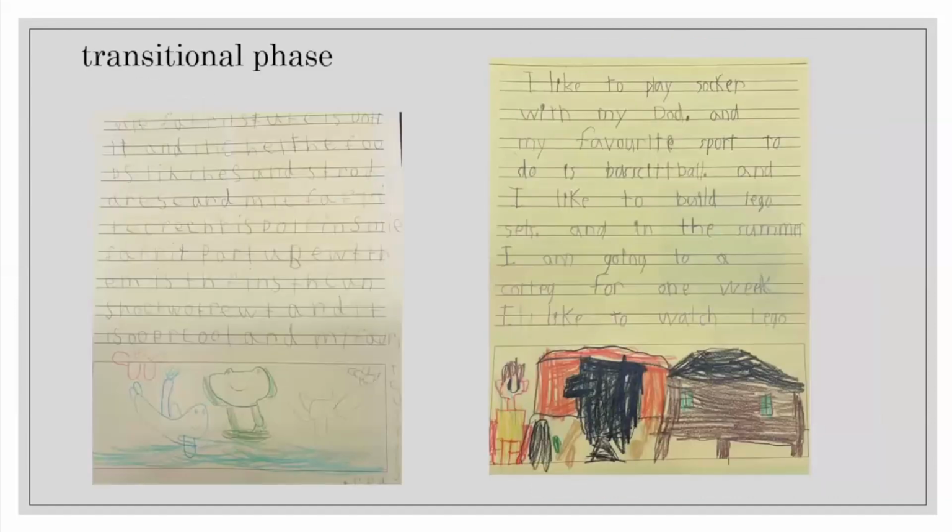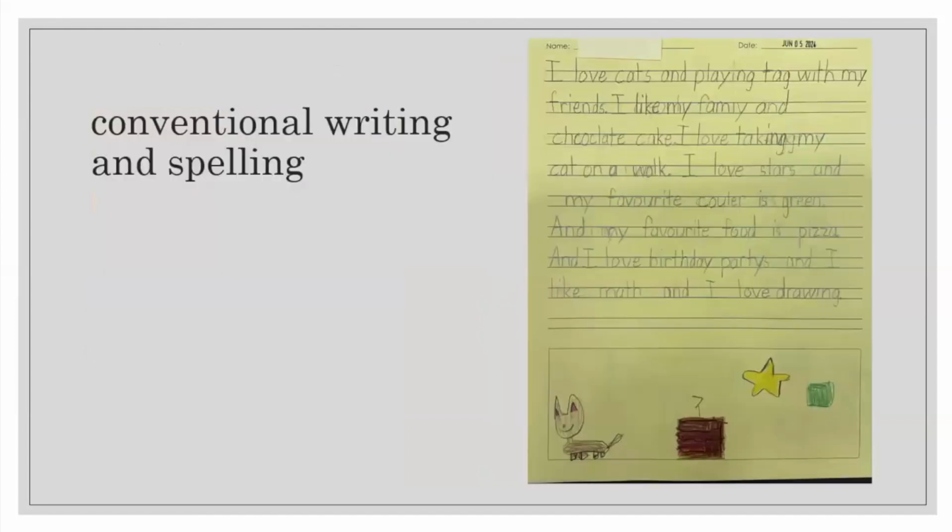In the transitional phase, you see a mixture of correctly spelled words and invented spelling. You also see some correctly spelled high-frequency irregular words such as the or is. At this point, children begin to experiment with punctuation and sentence formation. Finally, in the conventional phase, almost all words are spelled correctly, most punctuation is correct, and there are spaces between words.